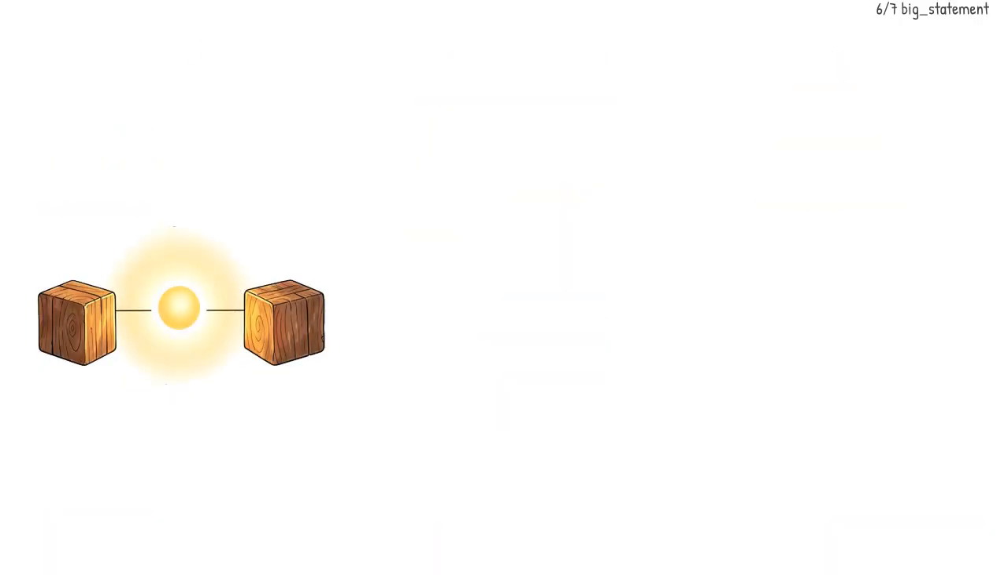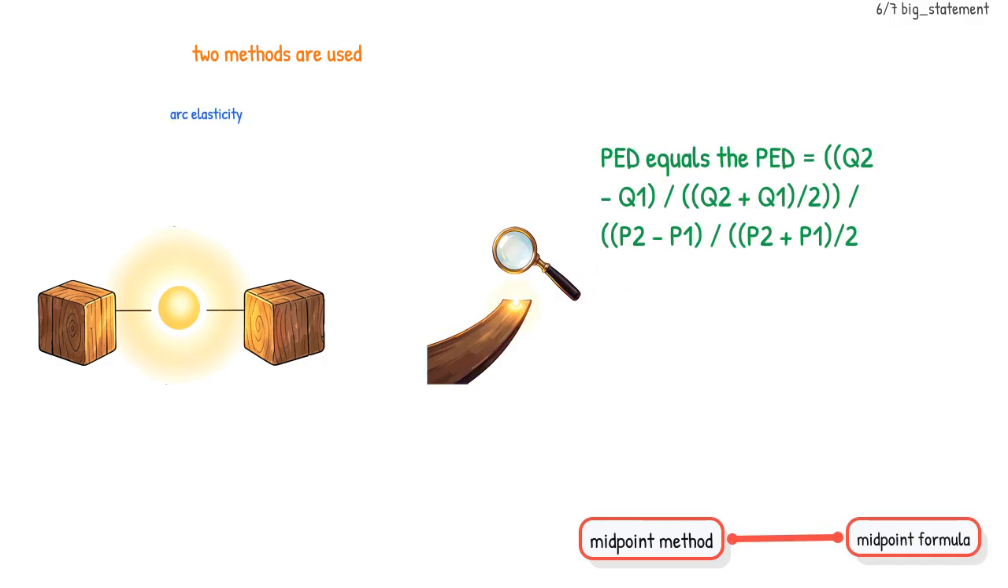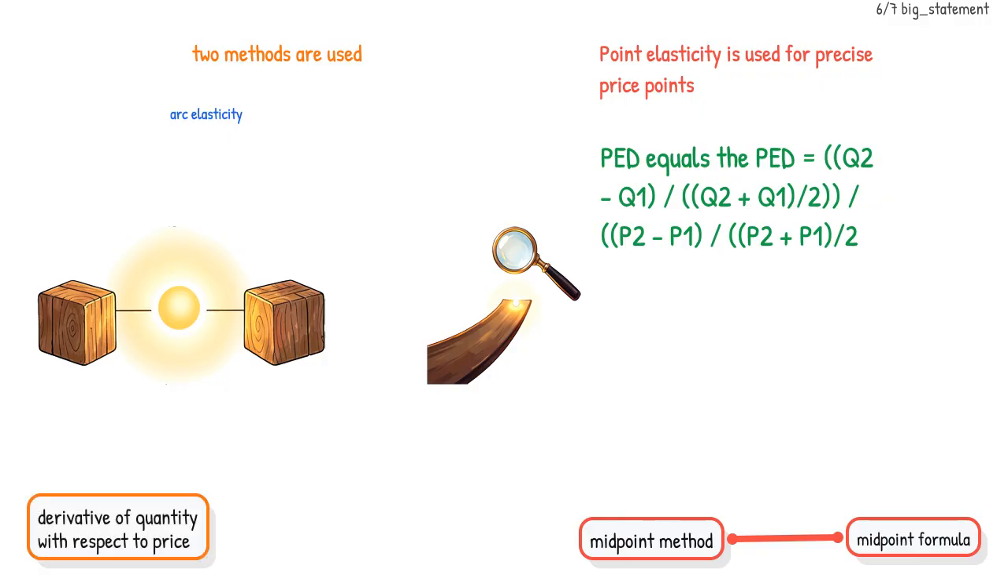For calculation, two methods are used. The midpoint method is preferred for accuracy over arc elasticity. It uses the midpoint formula, PED equals the change in quantity over the average quantity, divided by the change in price over the average price. Point elasticity is used for precise price points and is calculated as the derivative of quantity with respect to price, times the price over the quantity.